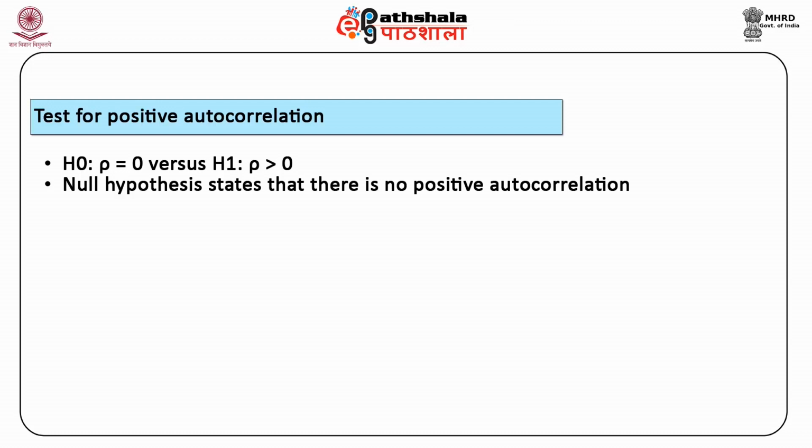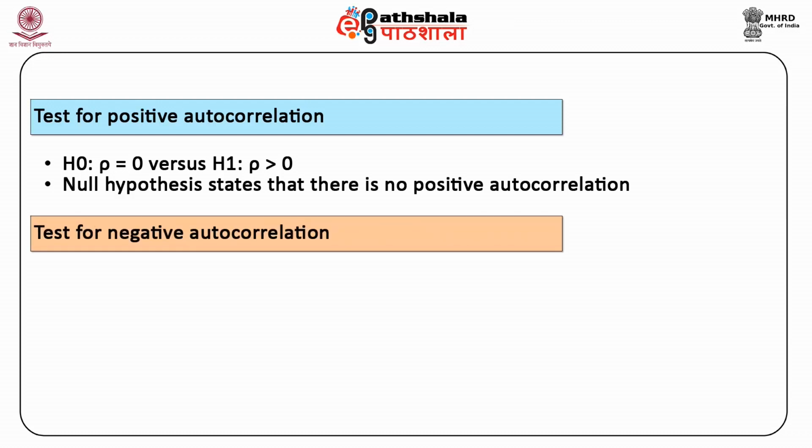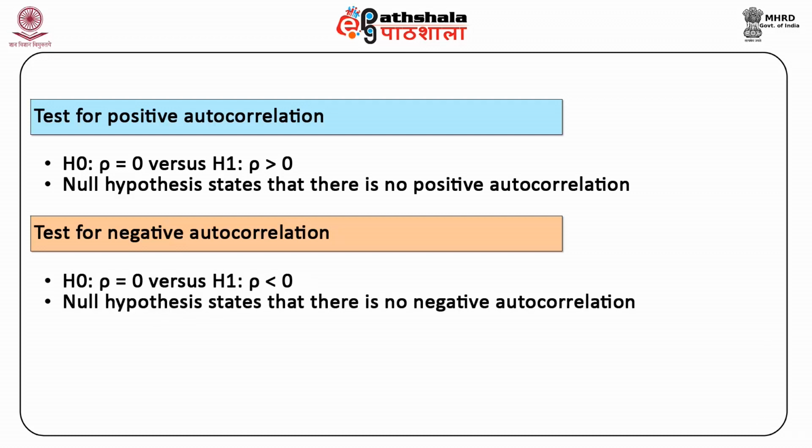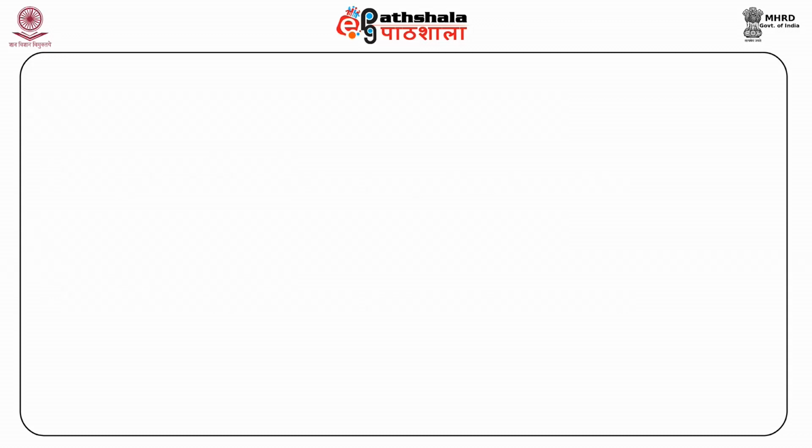The second is again the same, a test for negative autocorrelation, and H0 is rho is equal to 0 versus H1 is rho is less than 0. In this case, the null hypothesis states that there is no negative autocorrelation.